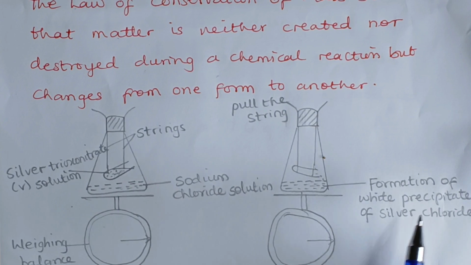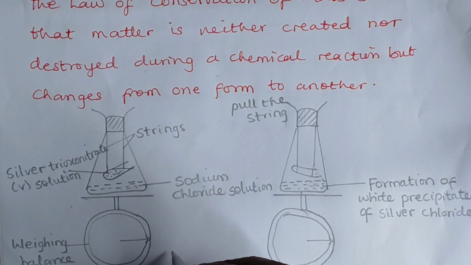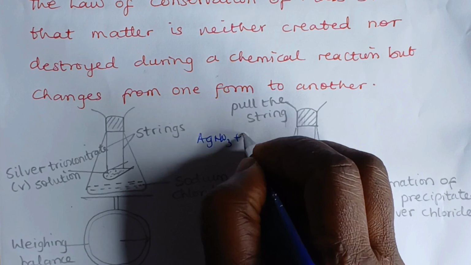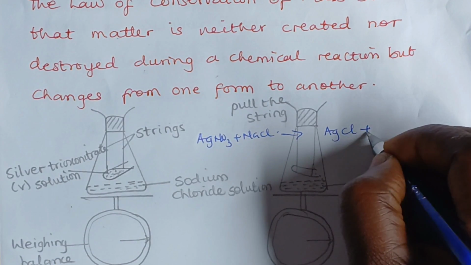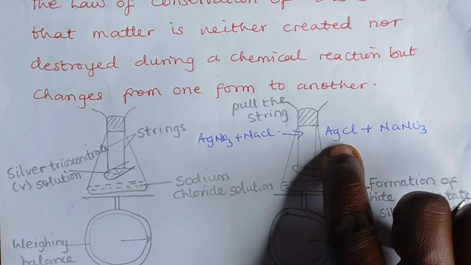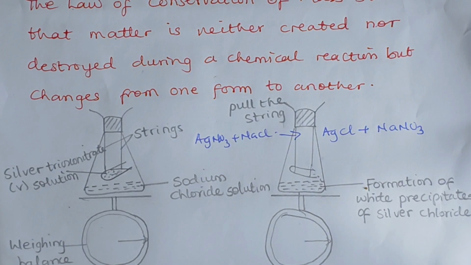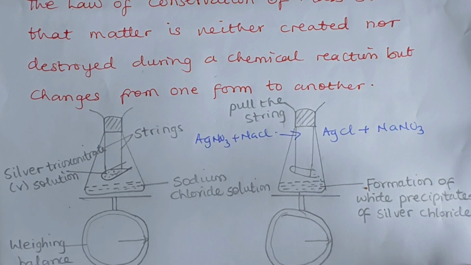So that is the formation of a white precipitate. That is, between silver trioxonitrate (V) and sodium chloride, we ended up having silver chloride and sodium trioxonitrate (V) being formed. This is a white precipitate to show that a chemical reaction has occurred, through a color change, because this will form white. So this is to justify the law of conservation of mass.